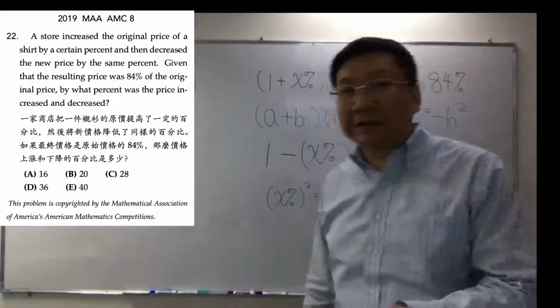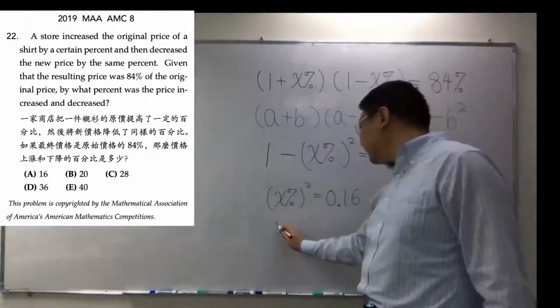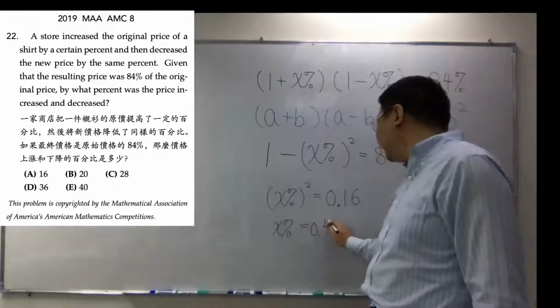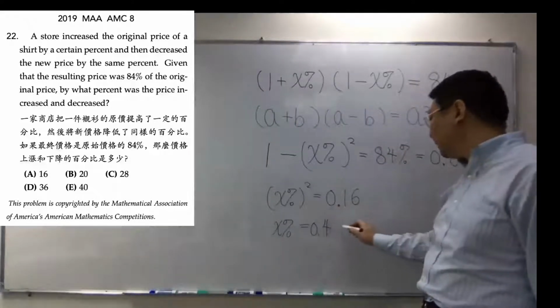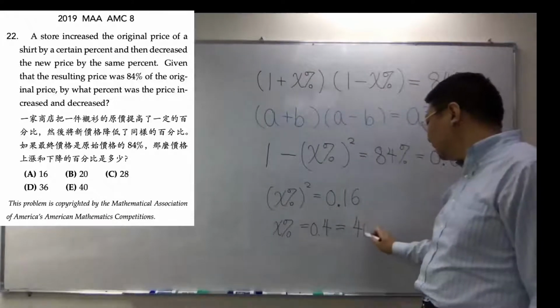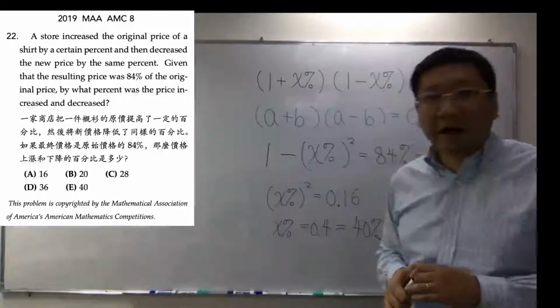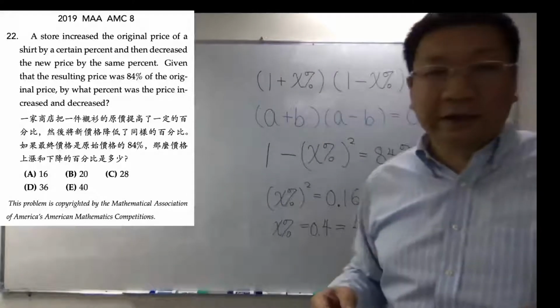So 4 times 4 is 16. So you could easily see that X percent should be 0.4. 0.4 times 0.4, so you have two decimals, 0.16. Which 0.4 just means what? It just means 40%. So we solve this question. Again, this is effectively a simple quadratic equation.